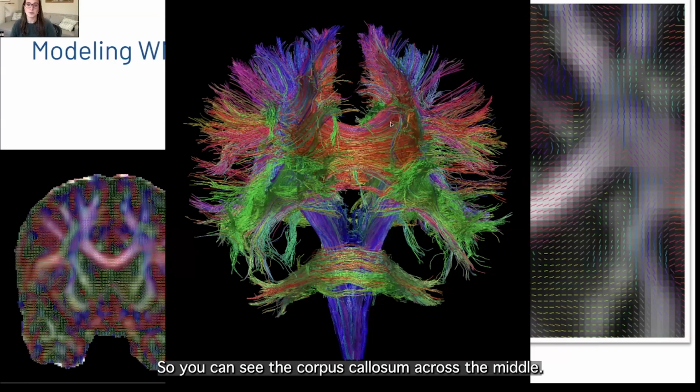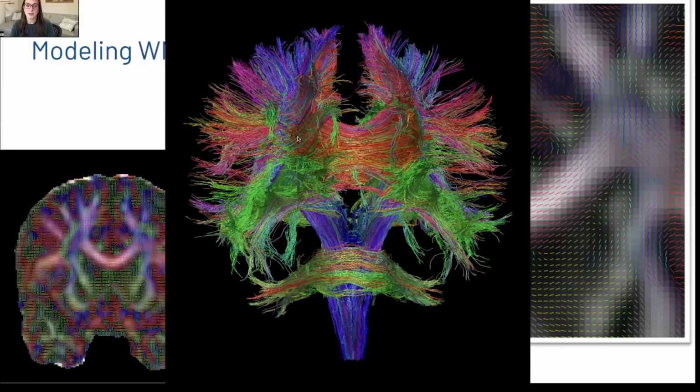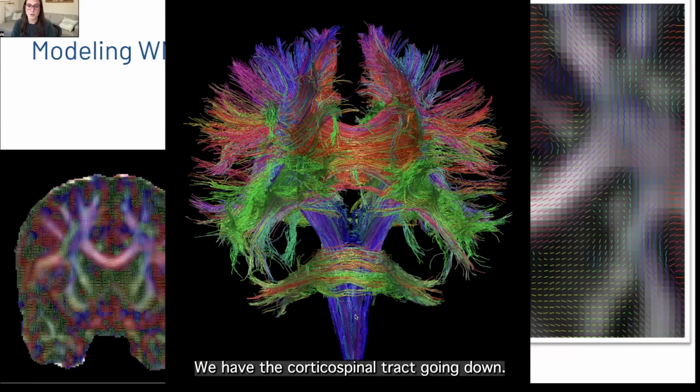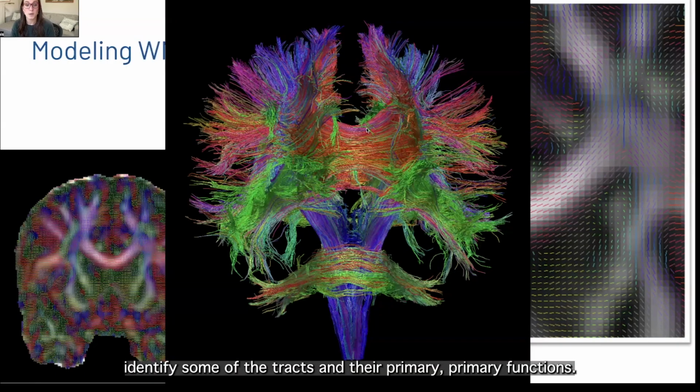So you can see the corpus callosum across the middle. We have the corticospinal tract going down. We have the tracts going into the cerebellum here. You can see the cingulate gyrus coming across the top of the corpus callosum. And in one of the following lectures, we will talk more about some of these, how to reconstruct these tracts and identify some of the tracts and their primary functions.